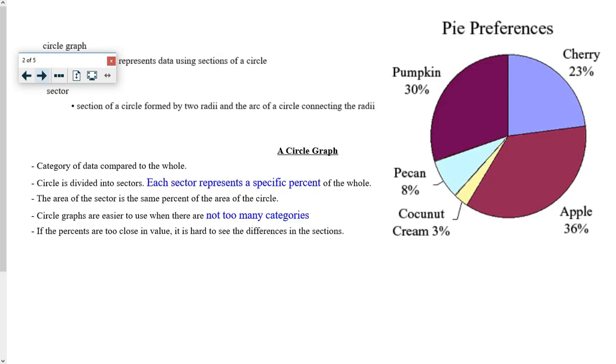It may be super tricky to see on a cell phone, so listen really closely. A circle graph is a graph that represents data using sections of a circle. It's always a circle, hence the name circle graph. It's not tricky. A section, or a sector, is a section of a circle formed by two radii and the area of a circle connecting the radii.